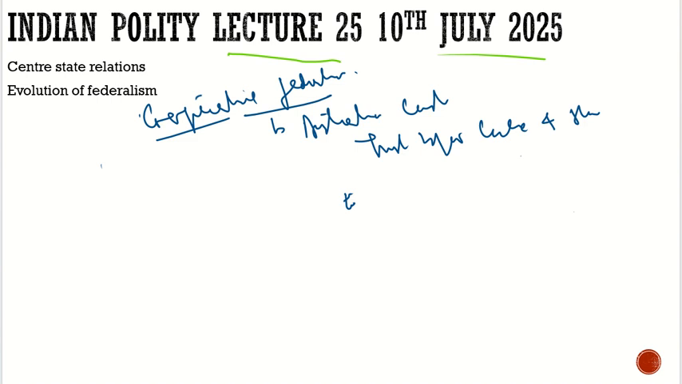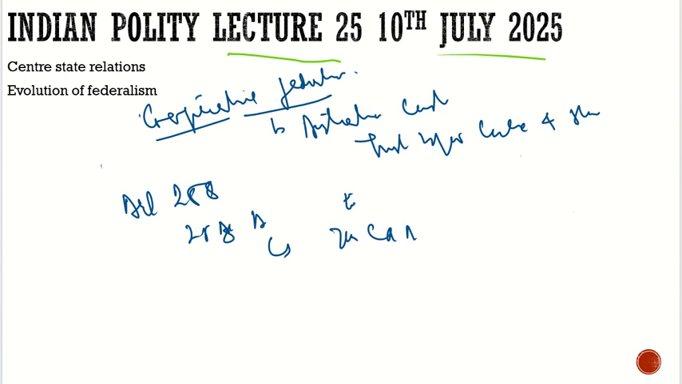For that, there are a few articles. For example, we have article 258 and article 258 clause A. Article 258A was added by the 7th Constitutional Amendment Act. Through these articles, we get the best understanding of cooperative federalism. So what is this cooperative federalism?